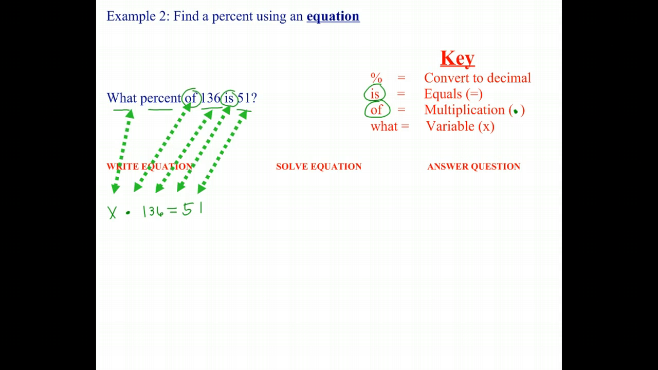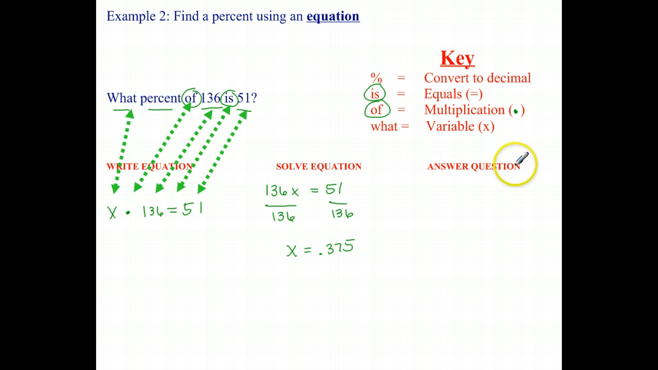Now that we have our equation, we're going to solve it. I'm going to simplify that as 136x is equal to 51. I'm going to solve for x. When I pick up my calculator and I divide 51 by 136, I get an answer of 0.375.